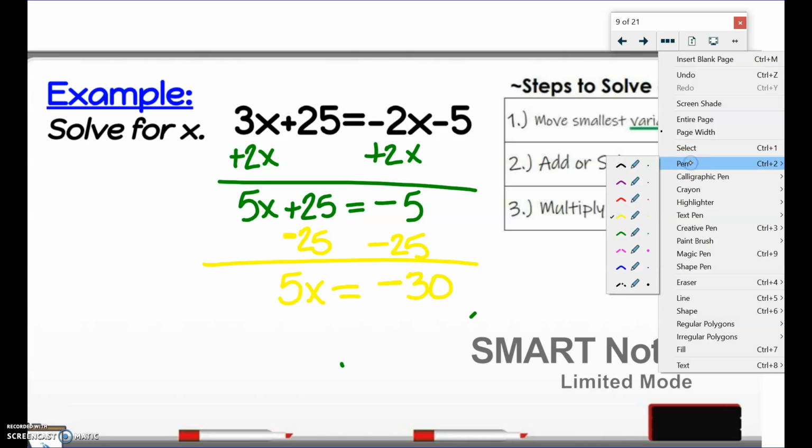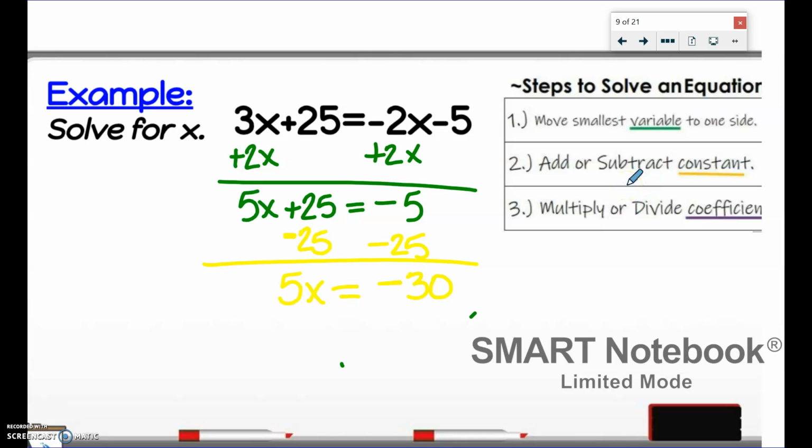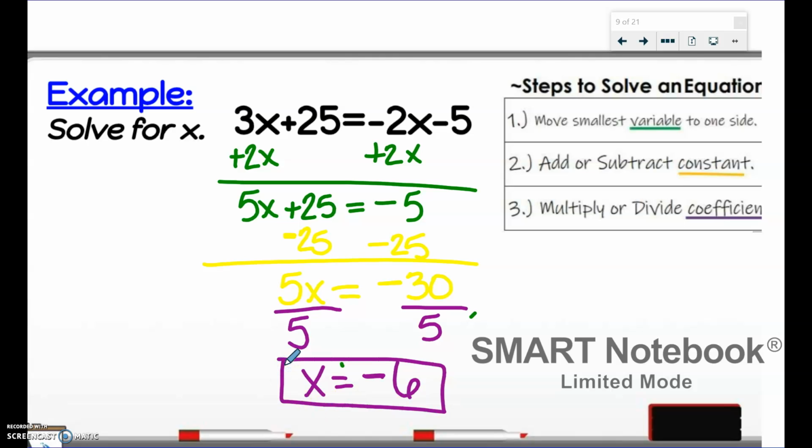After I do that, then I multiply or divide my coefficient. So I'm going to divide by 5 because 5 is my coefficient. And negative 30 divided by 5 gives -6. Also notice once my x or my variable is set to one side, I don't flip-flop them. You just move your smallest variable, you add or subtract your constant, and you multiply or divide your coefficient.